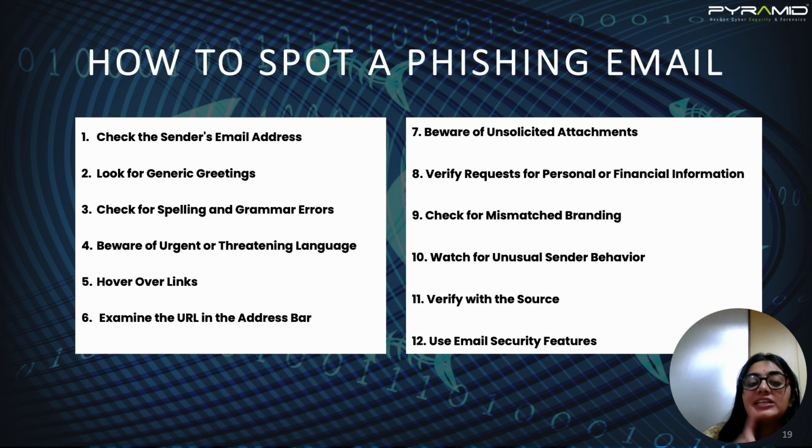First, always check the sender's email address. Examine the sender's email address very closely. Phishing emails often use email addresses that look like legitimate ones, but they have small variations or misspellings, so always look out for that. Second, look for generic greetings. Phishing emails often use generic greetings like "dear customer" instead of addressing you by name. Legitimate organizations usually personalize their communication.